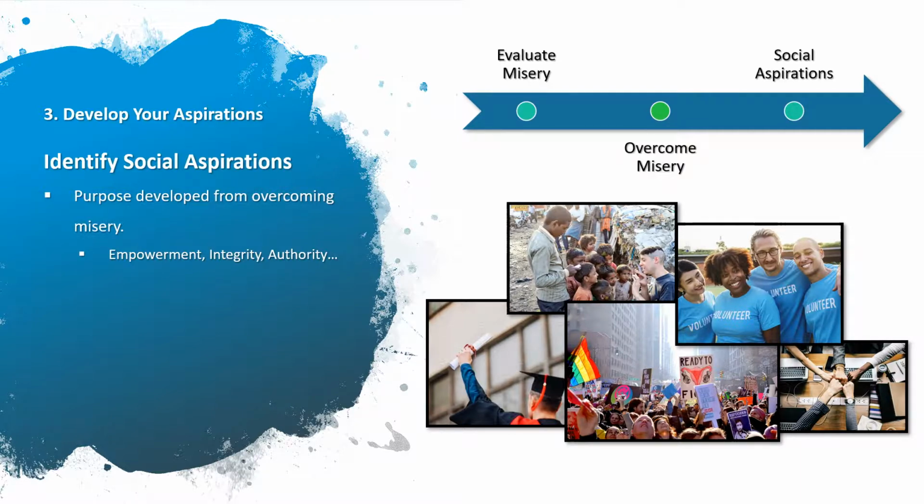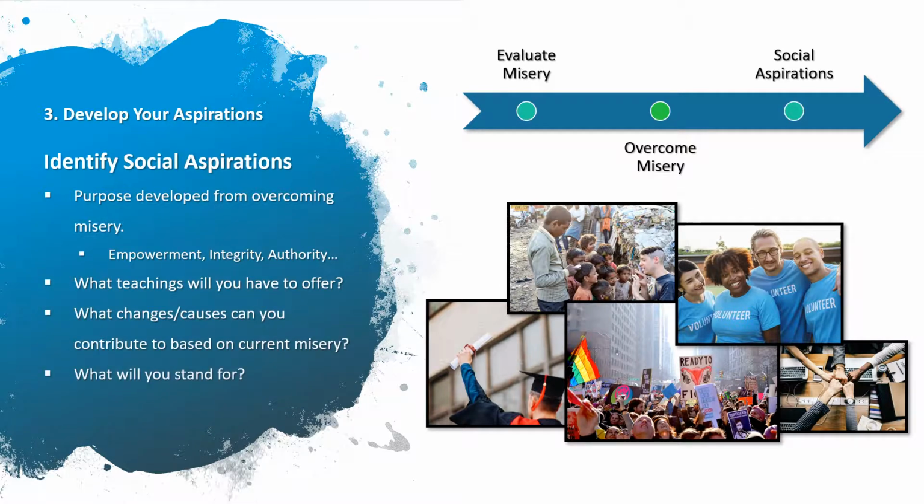So if you've overcome something very personal and you've got something to share with that experience to help others, you've essentially developed a social aspiration. So start thinking about life after you've overcome the misery. So last lesson I asked you to identify misery. Look at the things that cause you misery. Think about what life will be like when you've overcome these hurdles. What teachings will you have to offer?